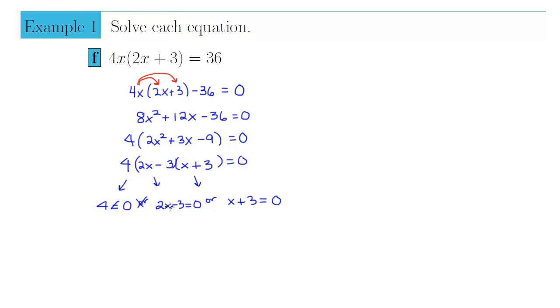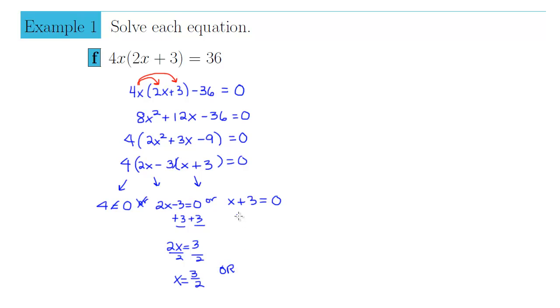Let's move on then to 2x minus 3. Solve for x. That means we need to add 3 to both sides. That gives us 2x equals 3. Divide by 2. That tells us that x equals 3 halves is a solution which, when substituted into our original equation, makes it true.